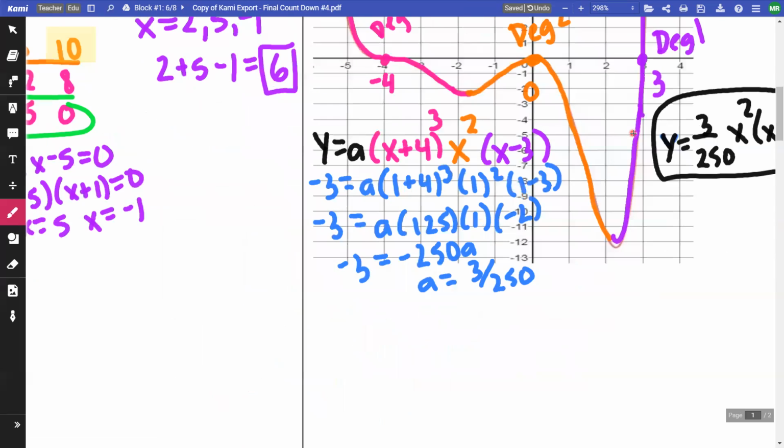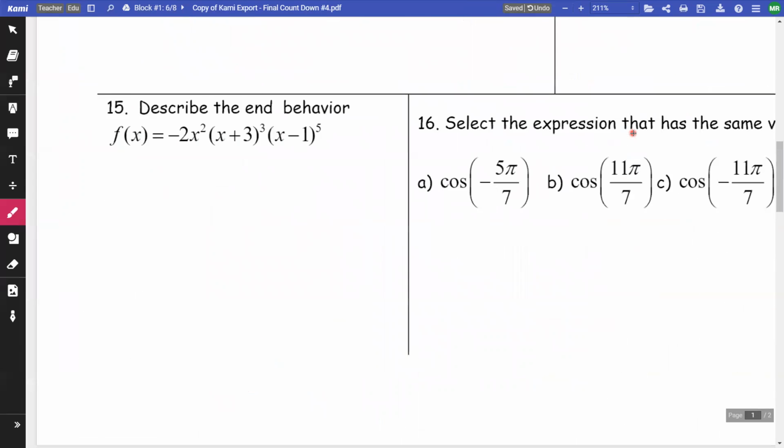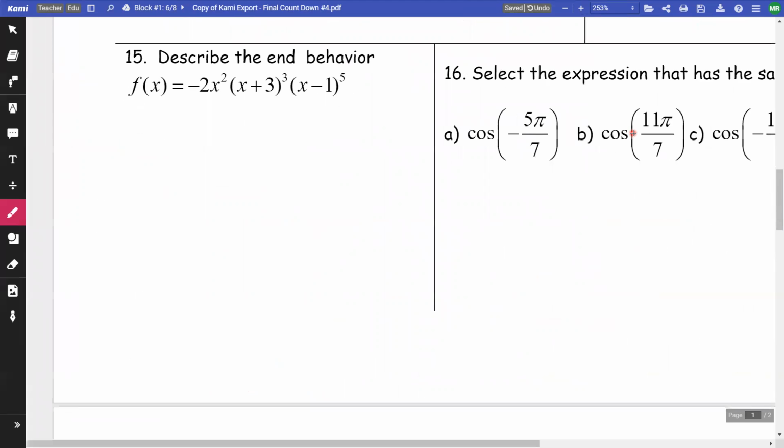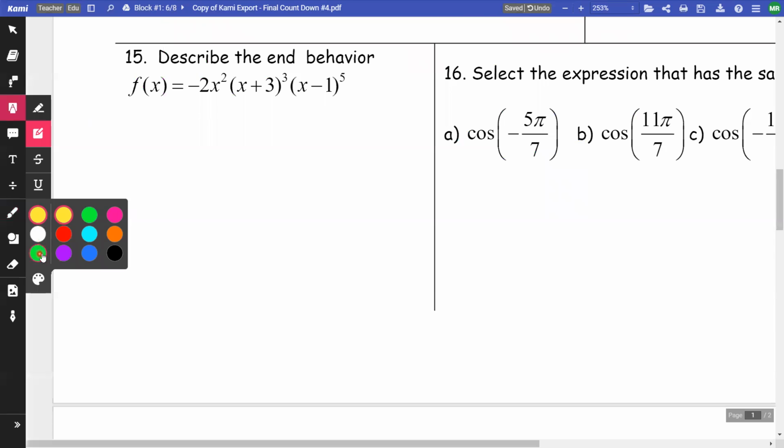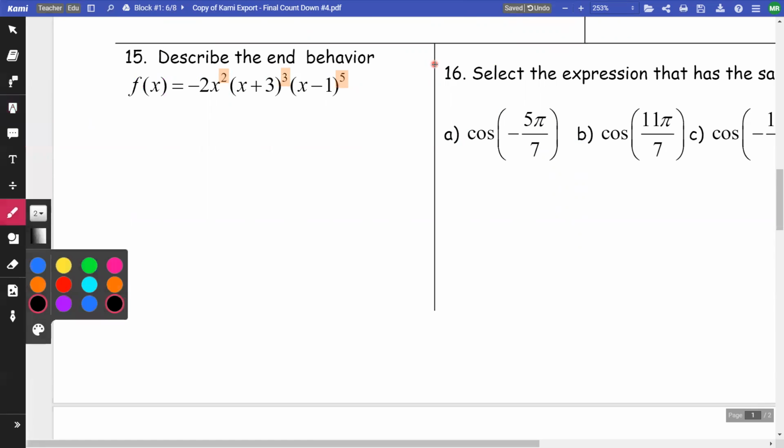Okay, on 15, we want to describe the end behavior. So again, we want to look at what's happening here. This is a degree 2, a degree 3, a degree 5. What we want to do is figure out the degree of the polynomial.